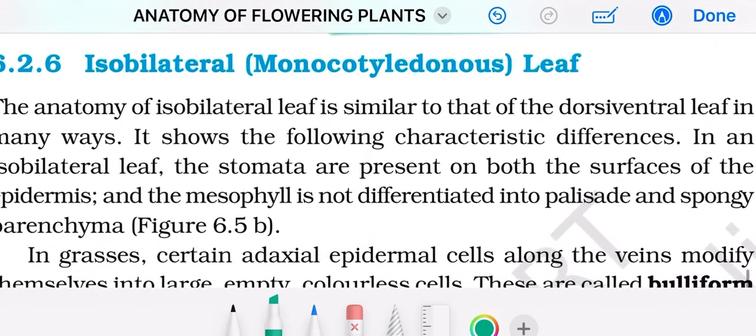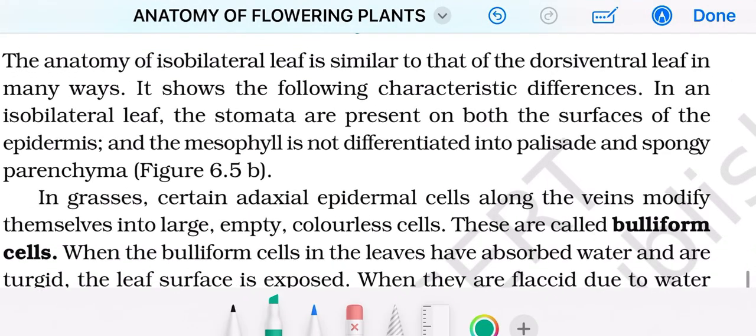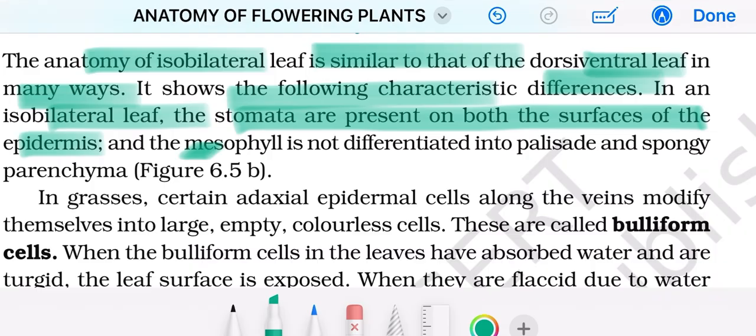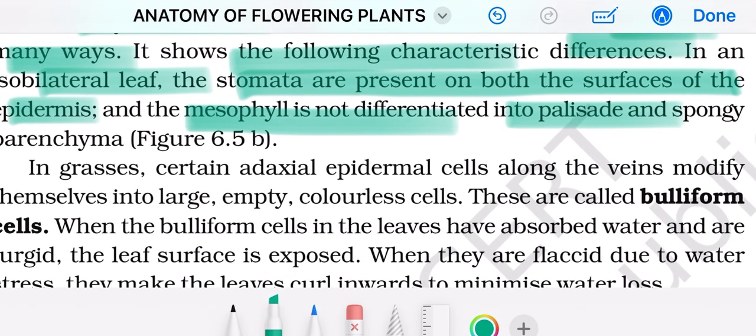Now, isobilateral or monocotyledonous leaf. The anatomy of isobilateral leaf is similar to dorsoventral leaf in many ways. It shows the following characteristic differences. In an isobilateral leaf, the stomata are present on both surfaces of the epidermis. The mesophyll is not differentiated into palisade and spongy parenchyma.